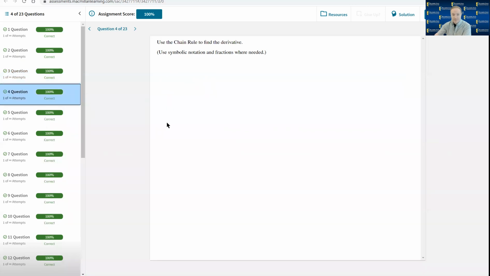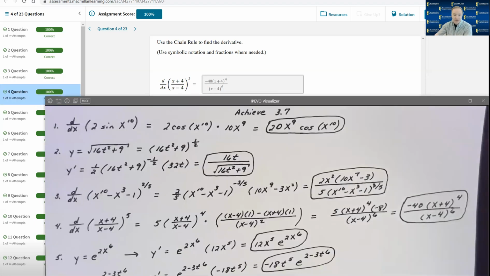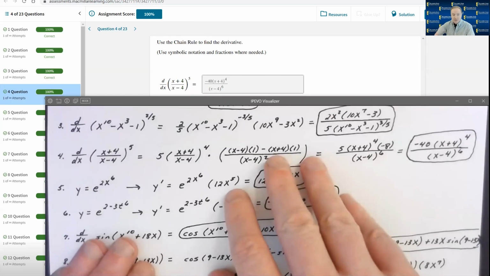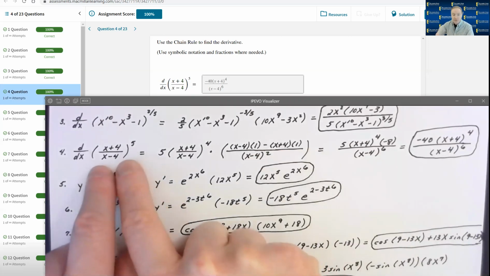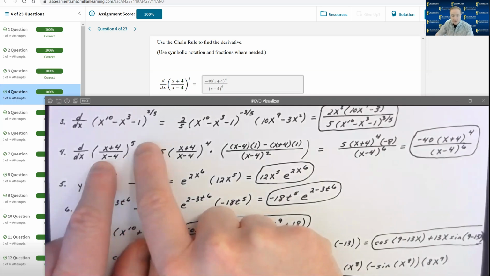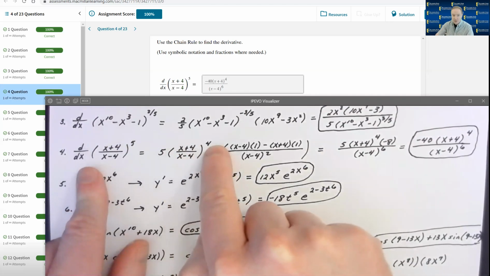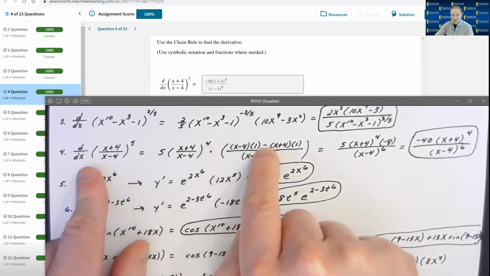Number 4. You can see here on number 4, again, it's asking me to take the derivative of a group to a power. This time the group it's asking me to take the derivative of is a fraction. So I said, well, okay, the derivative with respect to x of the group x plus 4 over x minus 4 to the 5th. Derivative of the outside, 5 times the group to the 1 lower power to the 4th. Now, times the derivative of what's inside the group.